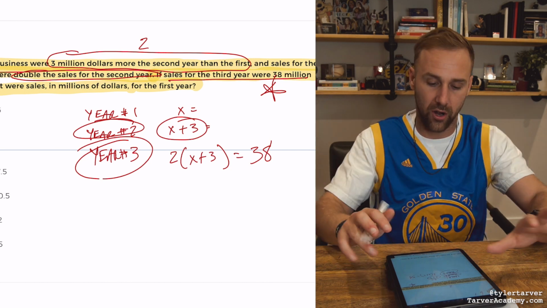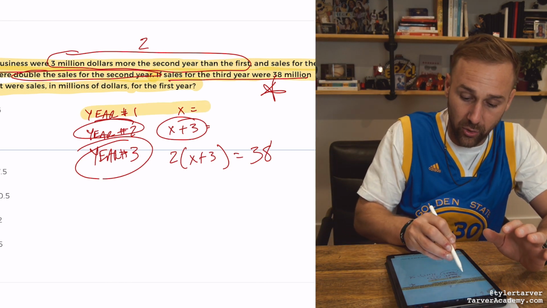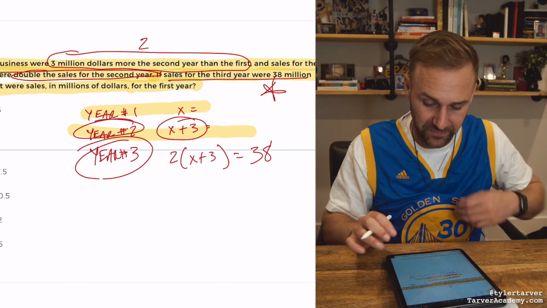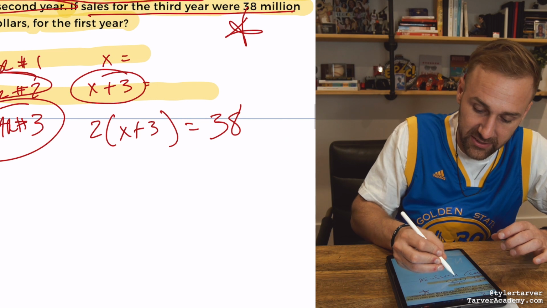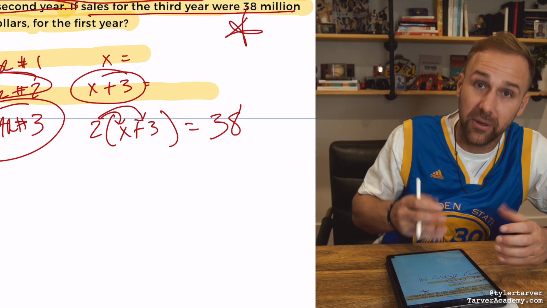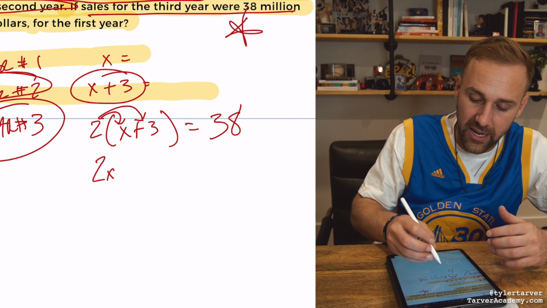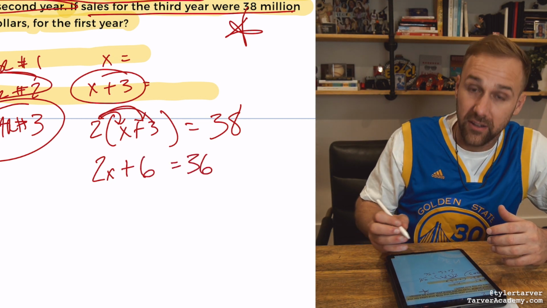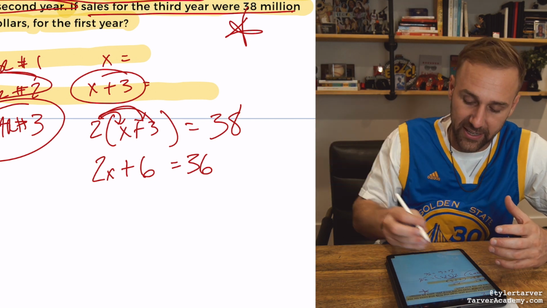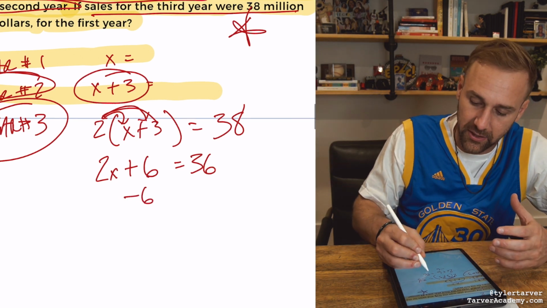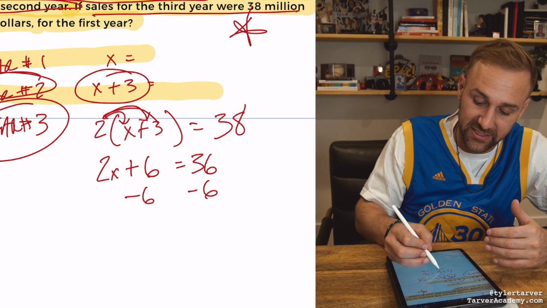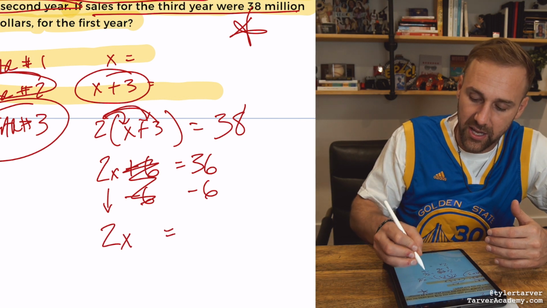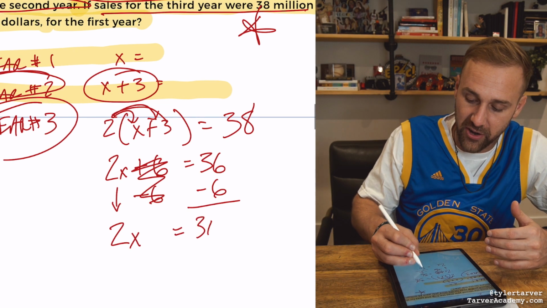So I'm going to ignore year 1 and year 2 for now. I'm going to use year 3. All I'm going to do is solve for X. We're going to distribute 2 in there because it's multiplied, so it's 2 times X, and then 2 times 3, so plus 6, equals 38. Now we're solving for X. We got to get everything away from the X, so we're going to get rid of 6, so we do the opposite on both sides. Opposite of plus 6 is minus 6, and that cancels that out. I'm going to bring down my 2X, and I'm going to do 38 minus 6, which is 32.